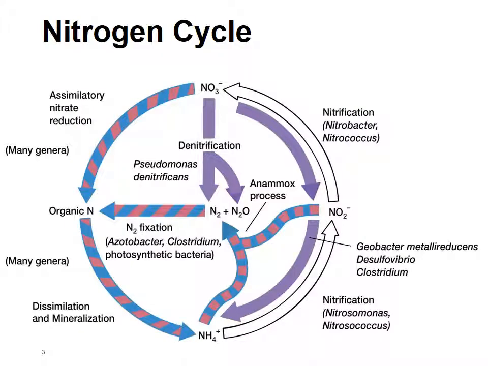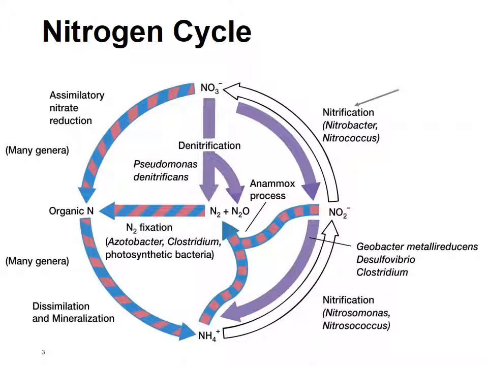Moving on now to the nitrogen cycle. And just like the carbon cycle, the cycling of nitrogen makes life on Earth possible. Here we have a simplified nitrogen cycle, and I'd like you to note the different arrows presented here. Let's look at what they represent.